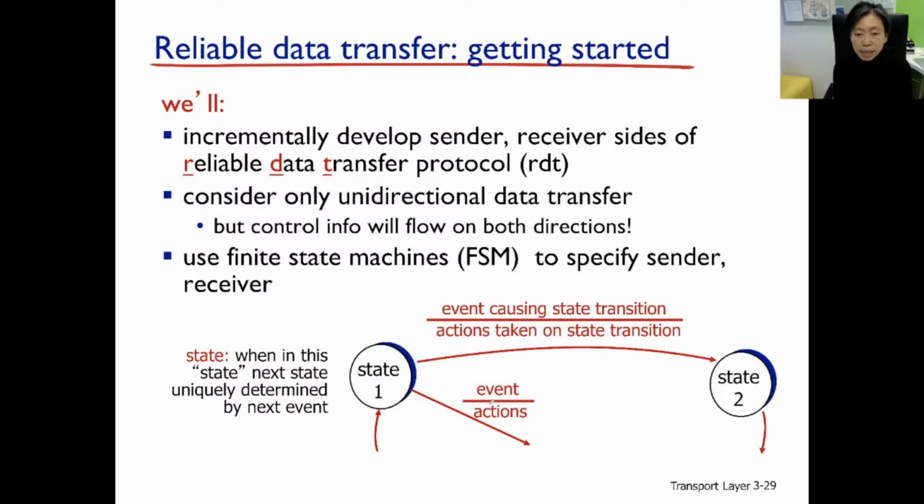Oh, there's one more thing I neglected to mention. We only consider unidirectional data transfer. What I mean is that from one machine to another machine, data is going one way and there's no data coming back. The receiver might send feedback back. Those are called control info. Control info can go both ways, but data only goes from the sender to the receiver.